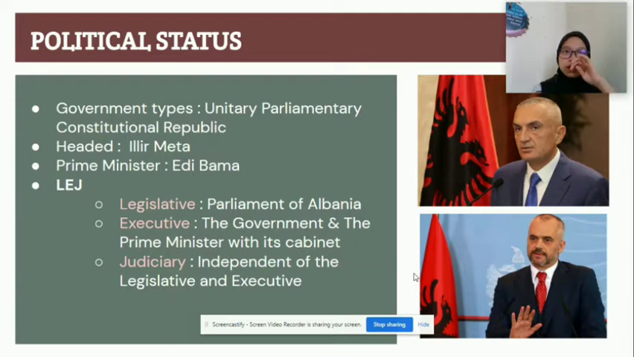As we know, the official name of Albania is the Republic of Albania. The government type is a unitary parliamentary constitutional republic, headed by Ilir Meta, the president, who represents the unity of the Albanian people in the country and abroad as head of state and also as commander-in-chief of the military. Usually in a parliamentary system, the president is nominated through a secret vote, and the same goes for Ilir Meta.